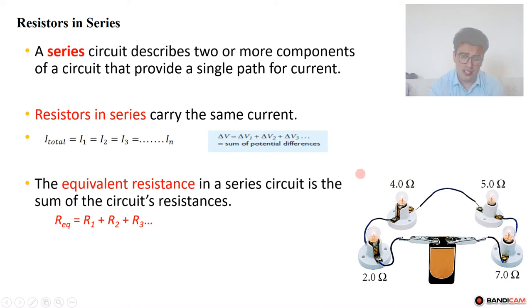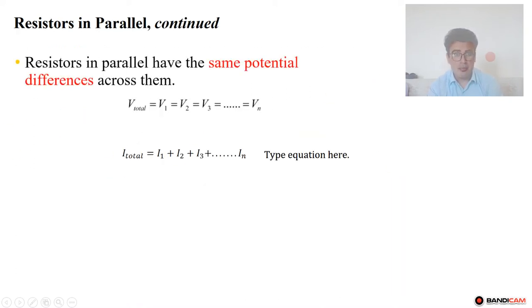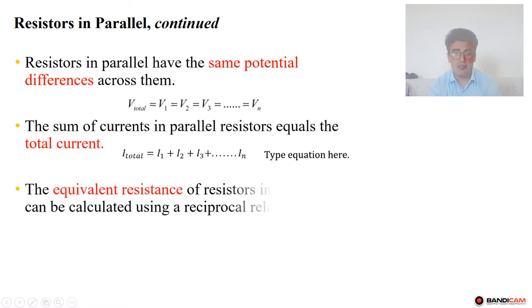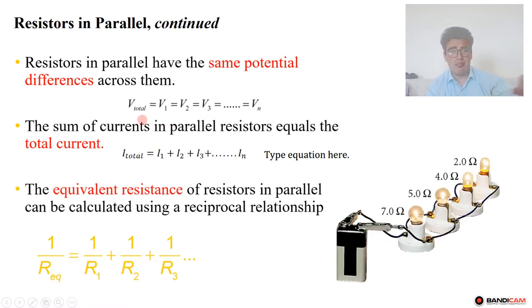How many resistances we have, you will just add them in series. But in parallel is different, dear student. In parallel, the resistors have the same potential difference. But if you want to find the total current in the parallel circuit, what will you do?